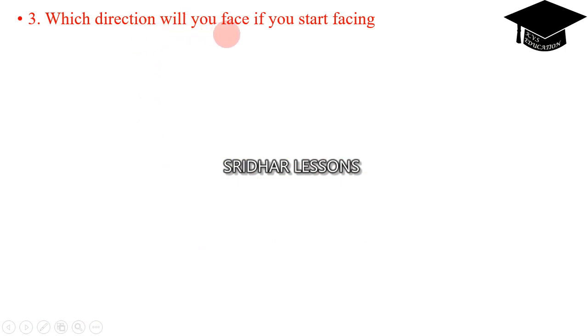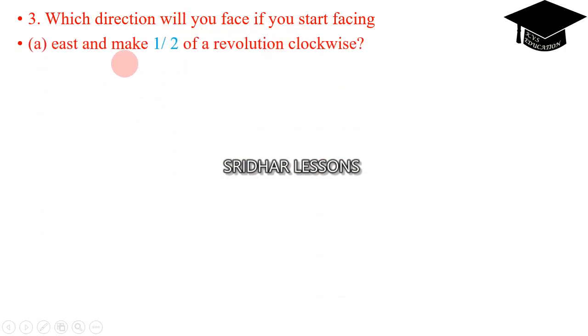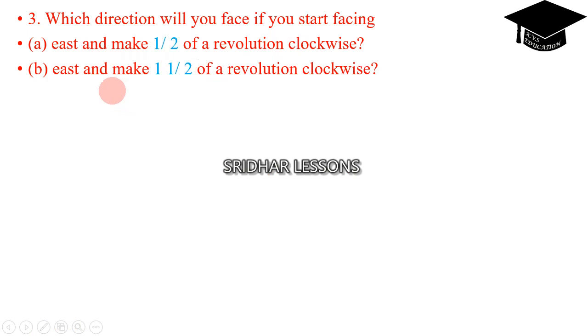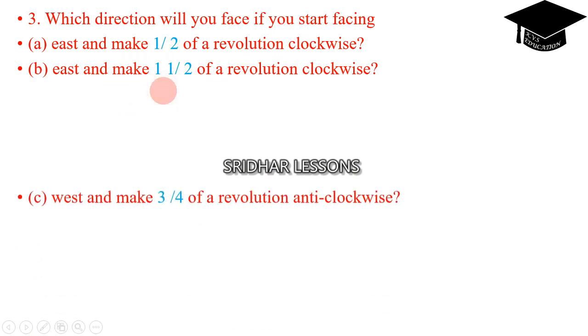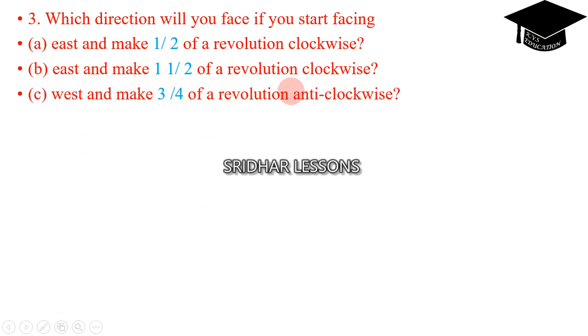Which direction will you face? If you start facing east and make half of a revolution clockwise, you face west. If you start facing east and make one and a half revolutions clockwise, you face west. We will see.